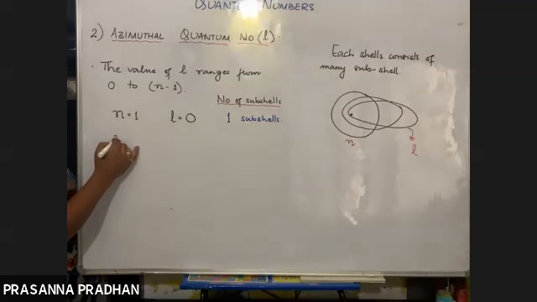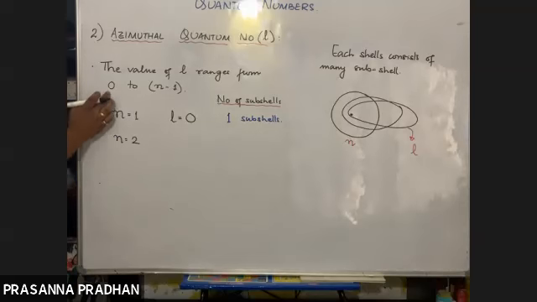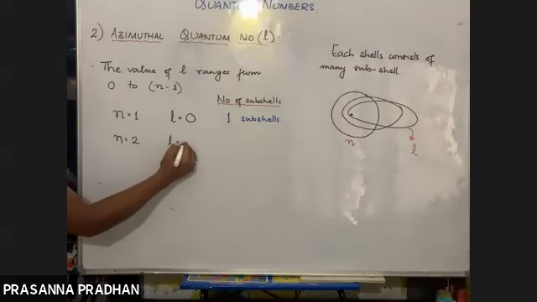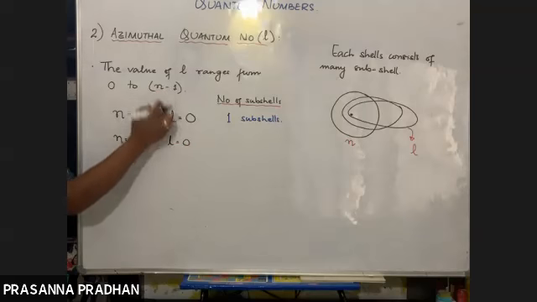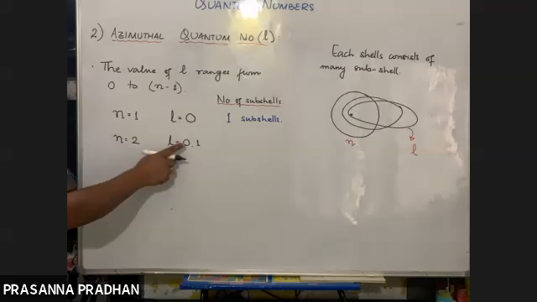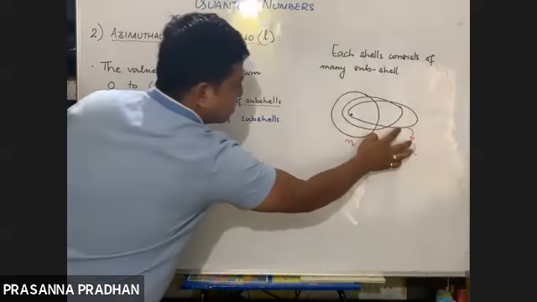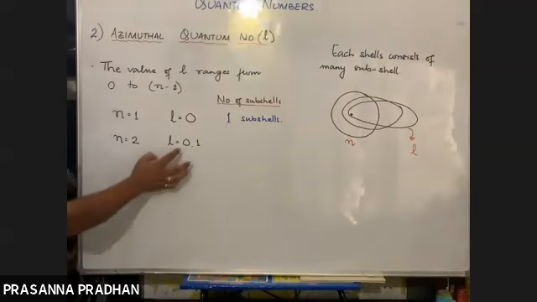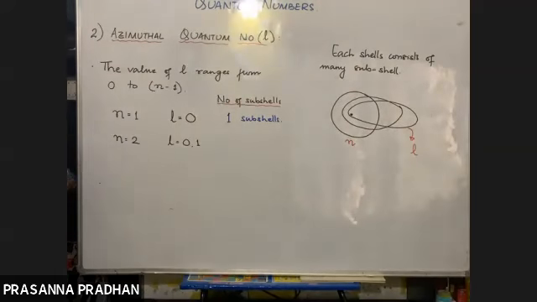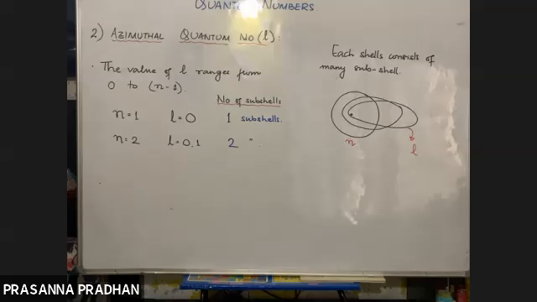Similarly, for n equals 2, what are the values of l? 0 and 1 (2 minus 1). So how many values are there? There are two values of l. That means each value of l corresponds to a definite subshell, right? So two values of l means two subshells. The second shell contains two subshells.